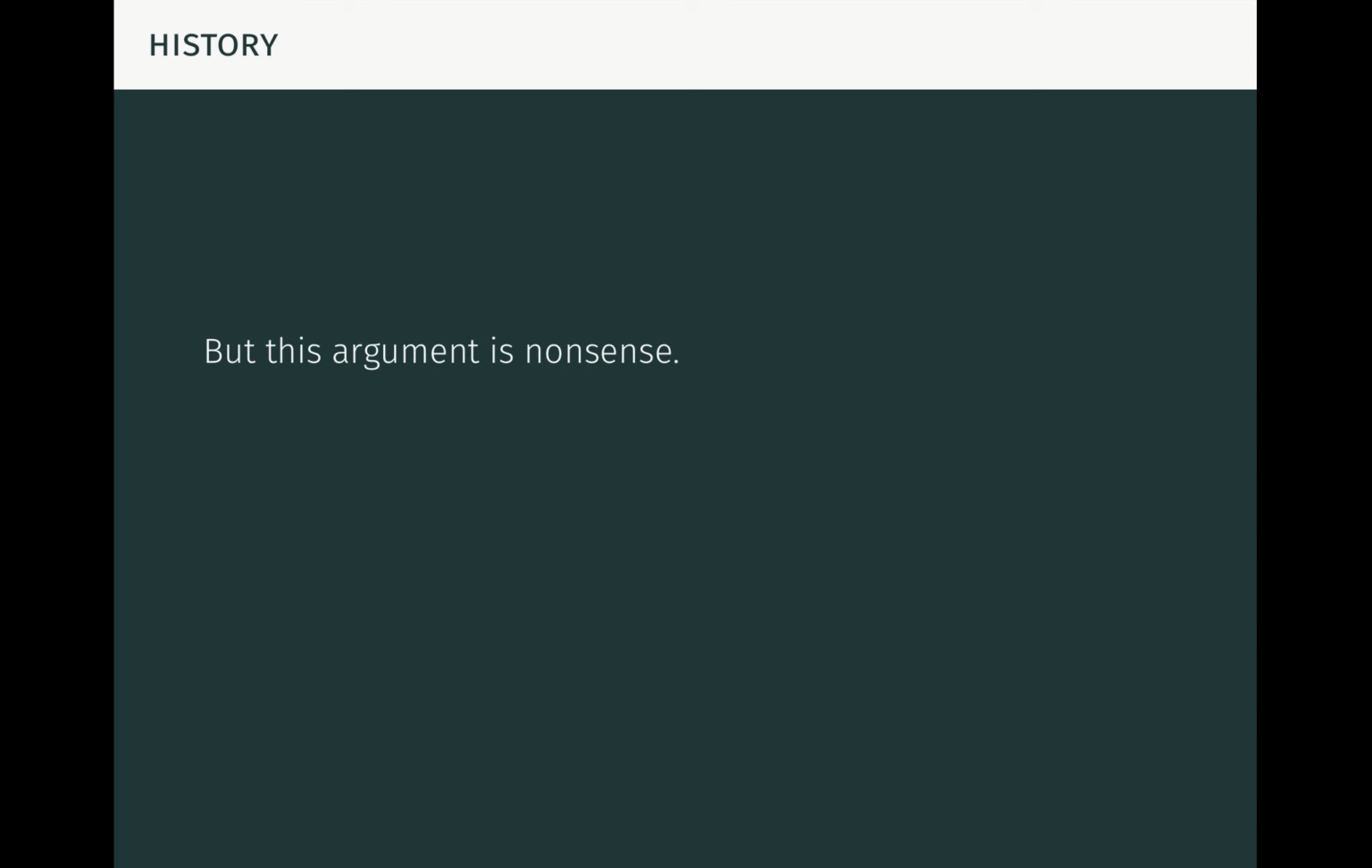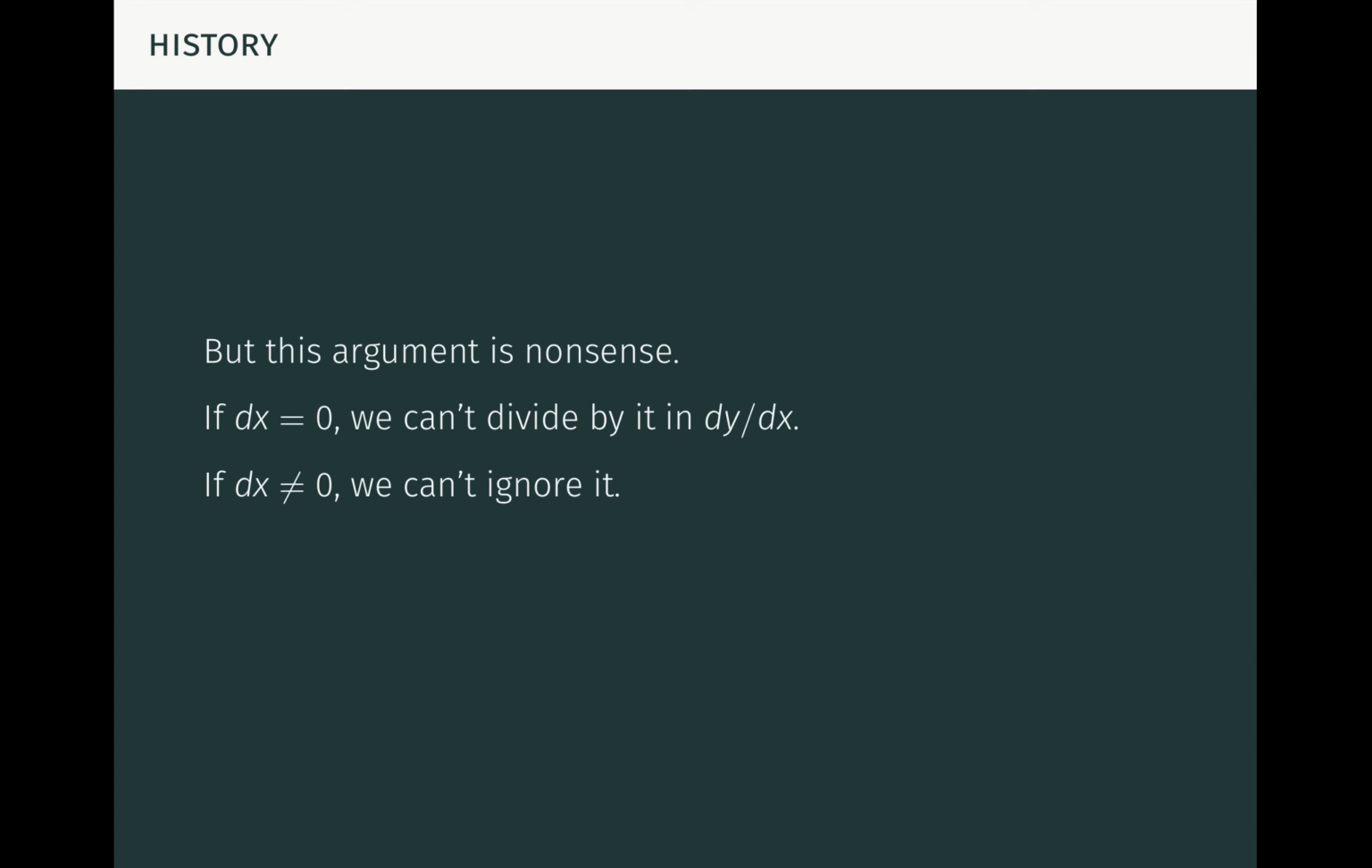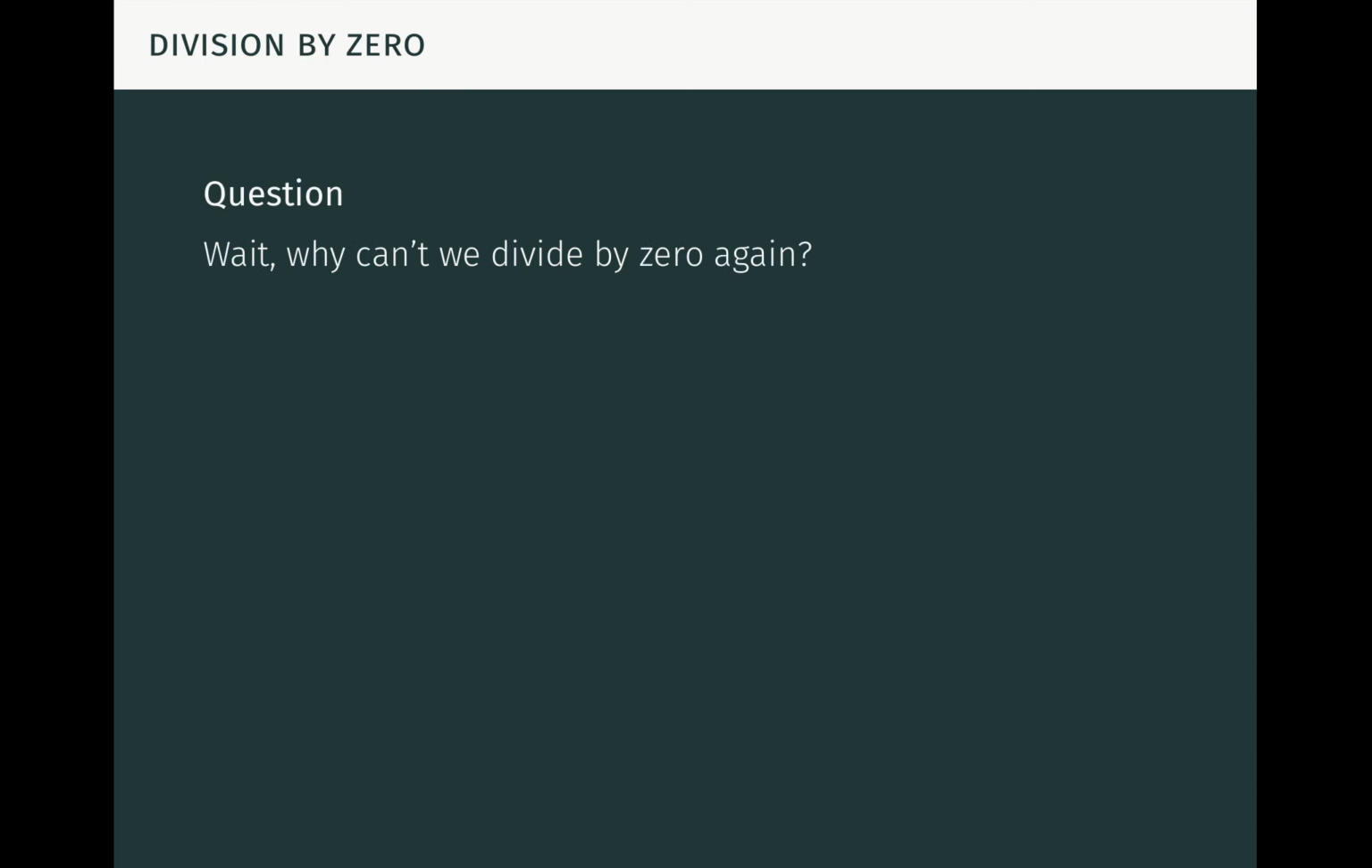Of course, this argument is nonsense. If dx is 0, then we can't divide by it in computing dy over dx. And if dx is non-zero, then we can't ignore it, at least assuming that dx is an ordinary real number. Here, it's useful to pause to recall why we can't divide by 0 in the first place.